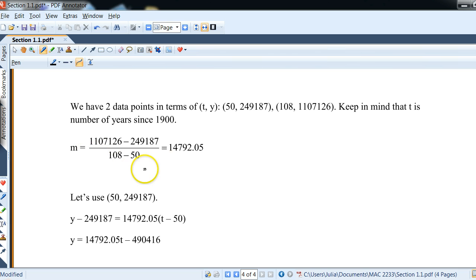So we can set up the slope. I got the slope to be 14,792.05. And I decided to use the first point, which seemed a little easier. So I set this up as y minus the y-value equals the slope times t minus 50. And so we have y equals 14,792.05 t minus 490,416. Okay, so what we did find was the linear equation.